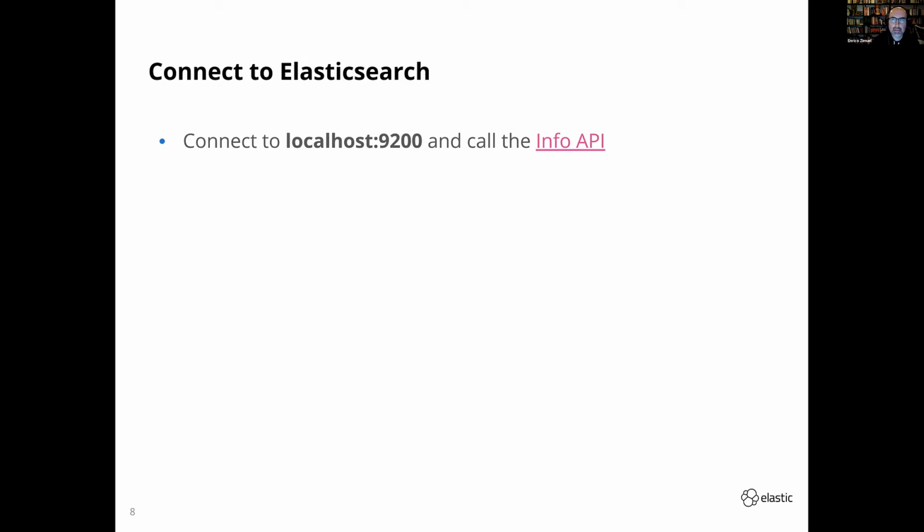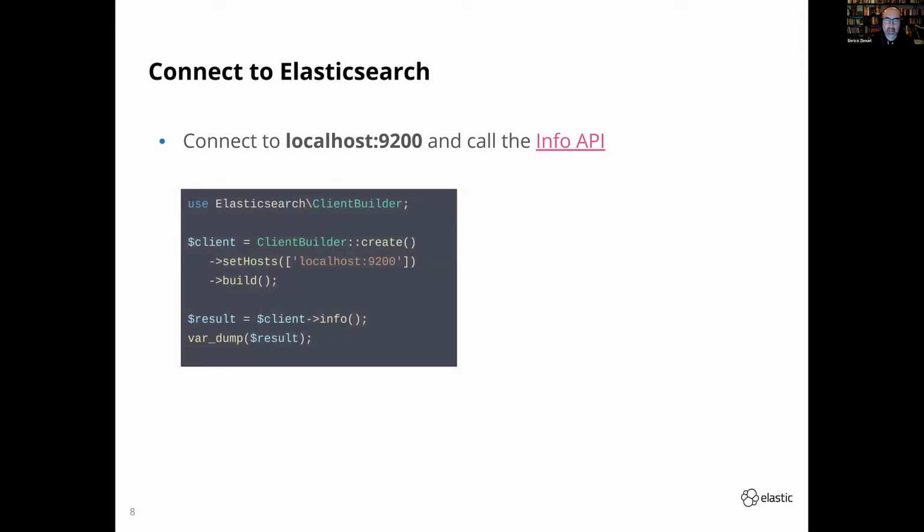For instance, imagine that you have an instance of Elasticsearch running on your localhost, on the default port, 9200. And you want to call just a basic API, the info API, just to understand if Elasticsearch is running, for instance. So this is the code that you have to write.